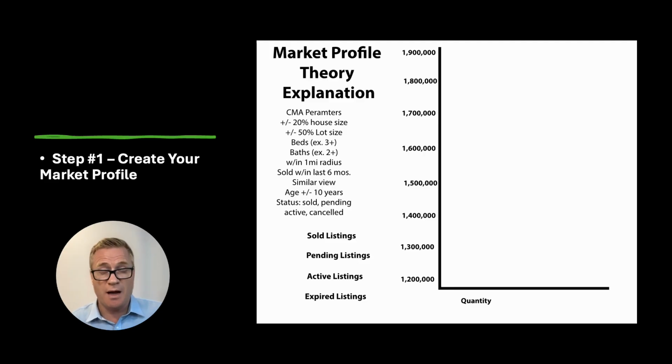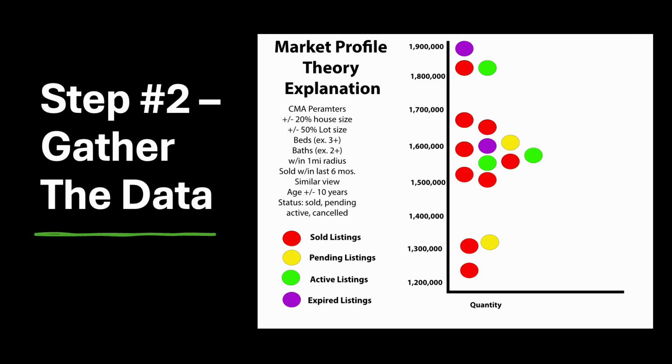Once we have all the criteria in the computer, we're going to hit enter, and hopefully we get a ton of data. If we don't get a ton of data, we may need to relax some of these tolerances so that we get some data that we can look at. Once we've got the data, then we're going to put it on the chart. Let's take a look at how that looks.